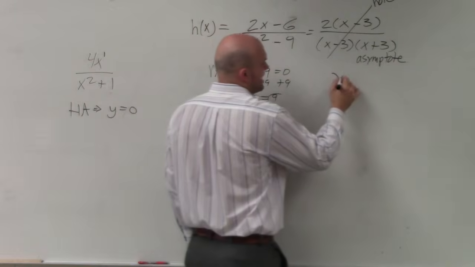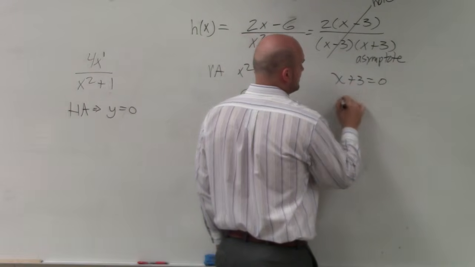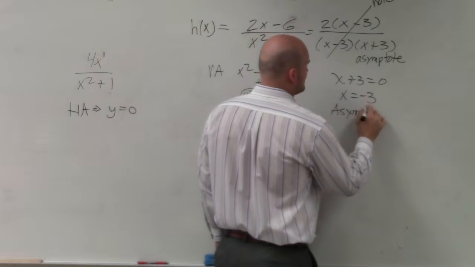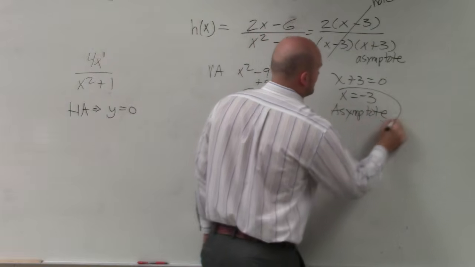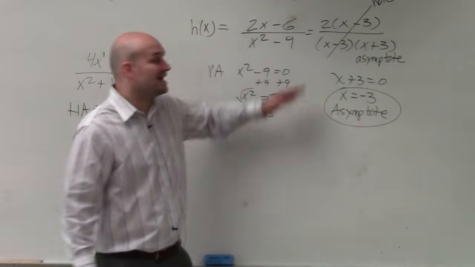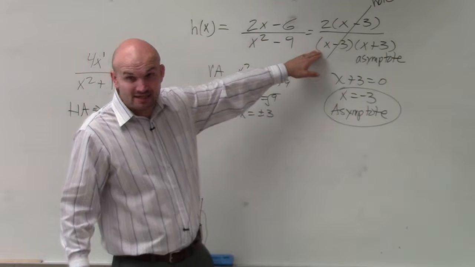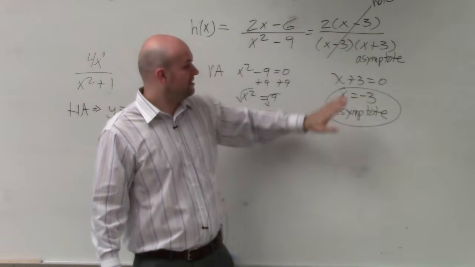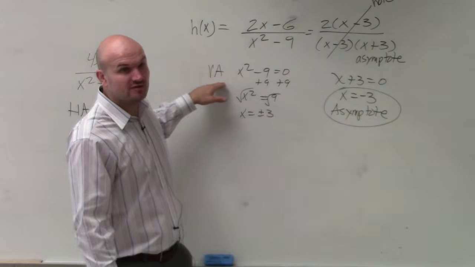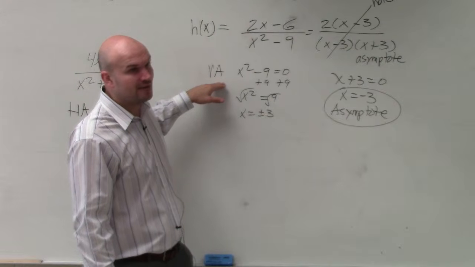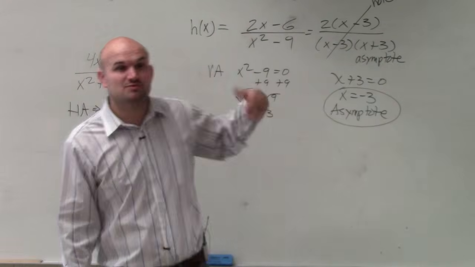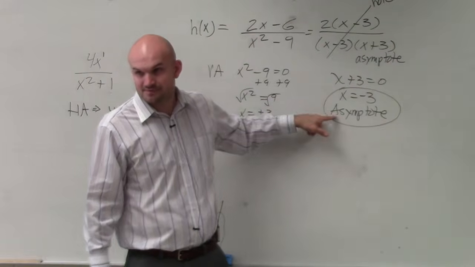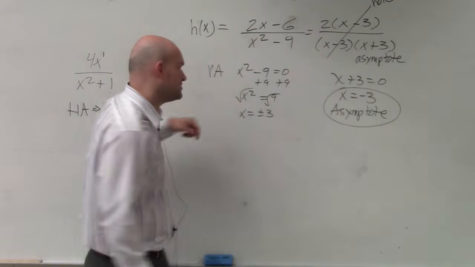So if I set my asymptote to 0, x equals negative 3 is my only asymptote, whereas x equals 3 is still a discontinuity, but it's a hole, not the asymptote. Because again, remember what the question is. What are the vertical asymptotes? Not what are the discontinuities. If my question was, what are the discontinuities, then you'd say both of them, the hole and the asymptote. But the question is, what's the vertical asymptote?